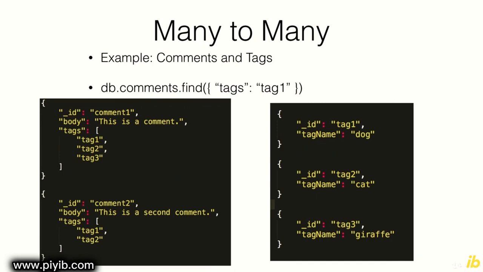And then there are many-to-many relationships. An example would be comments and tags. A single comment can have many tags, and a single tag can have many comments.